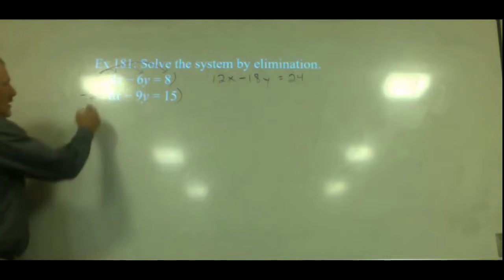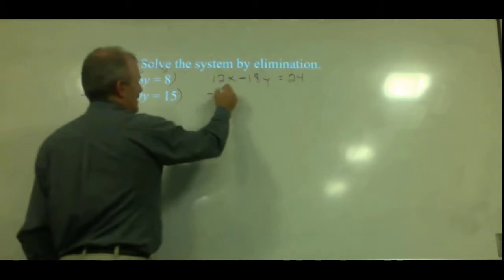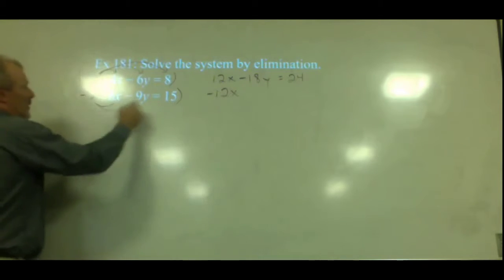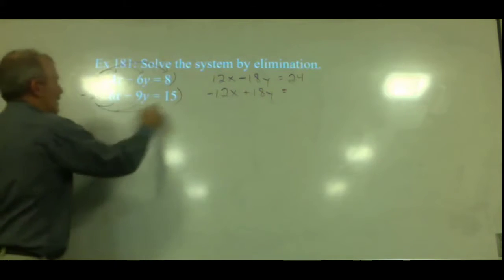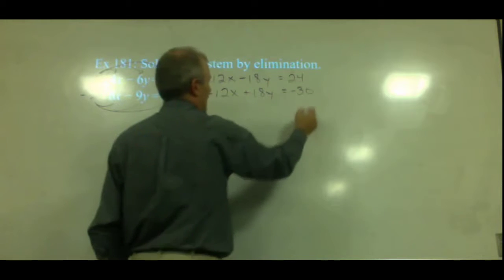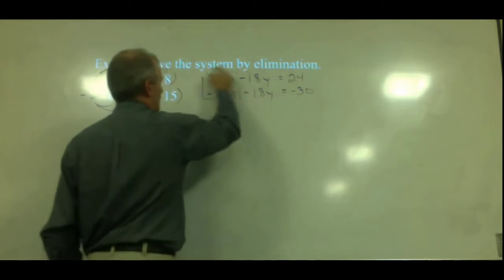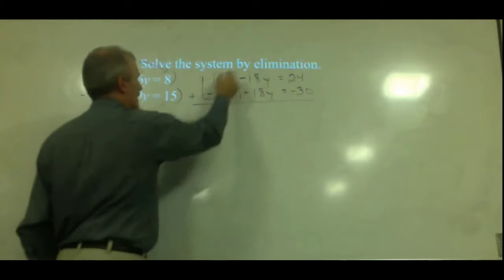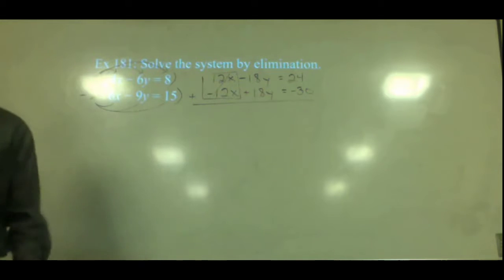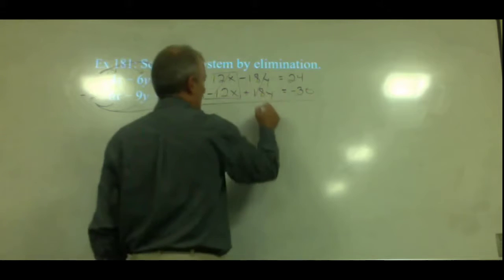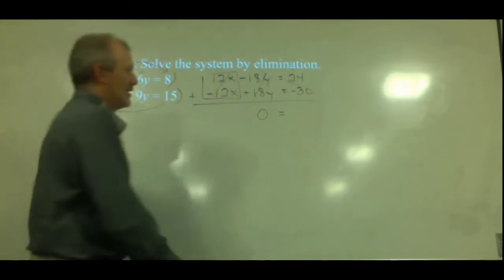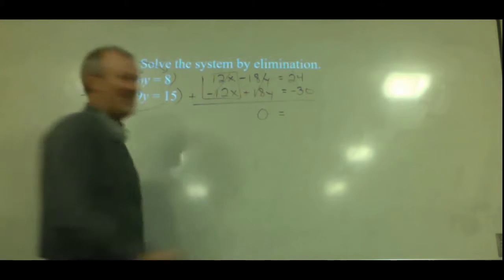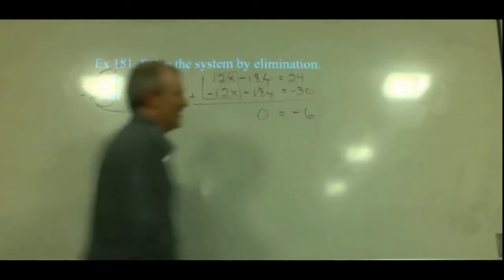Okay. Here we get minus 12x, which is good. We want them to cancel. We get positive 18y equals negative 30. So again, we match these up. We know that we can add now because these are going to cancel. They're opposites. What happens with the y's? They cancel again. So we're left with 0 on this side. But what happens over on the other side? Negative 30 minus 6. Negative 6.